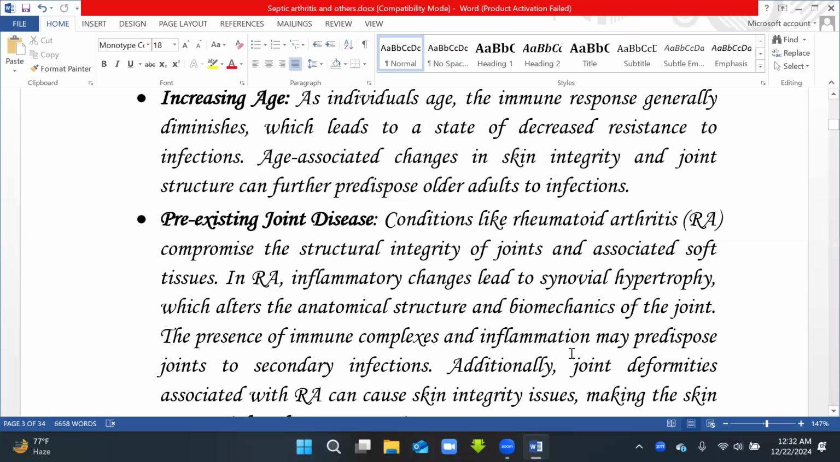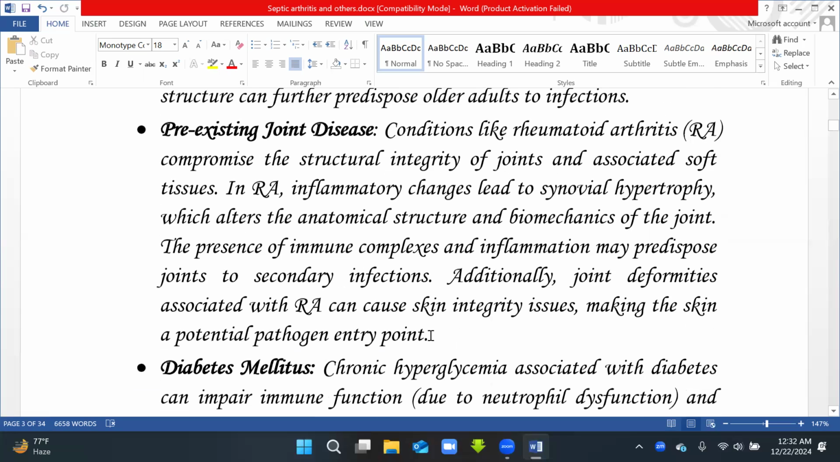Additionally, a joint deformity associated with RA, that is rheumatoid arthritis, can cause skin integrity issues, making the skin a potential pathogen entry point. So when the joint has suffered arthritis, there's a lot of changes that have been done on that joint. As such, that joint can easily be infiltrated by microorganisms circulating in the blood.